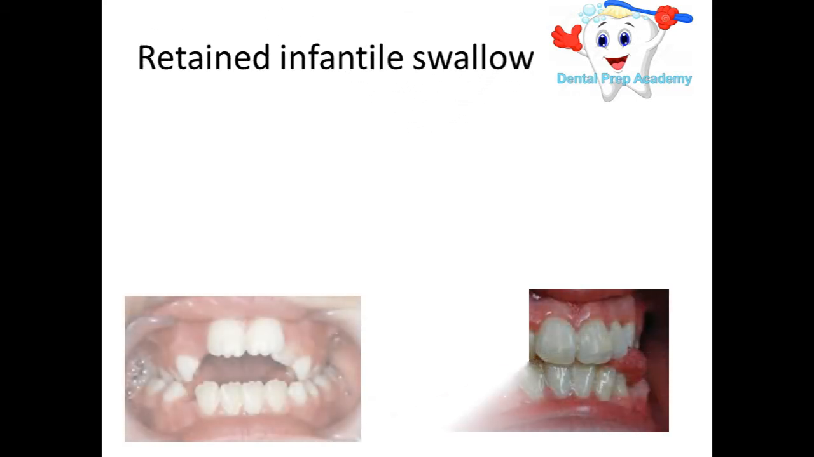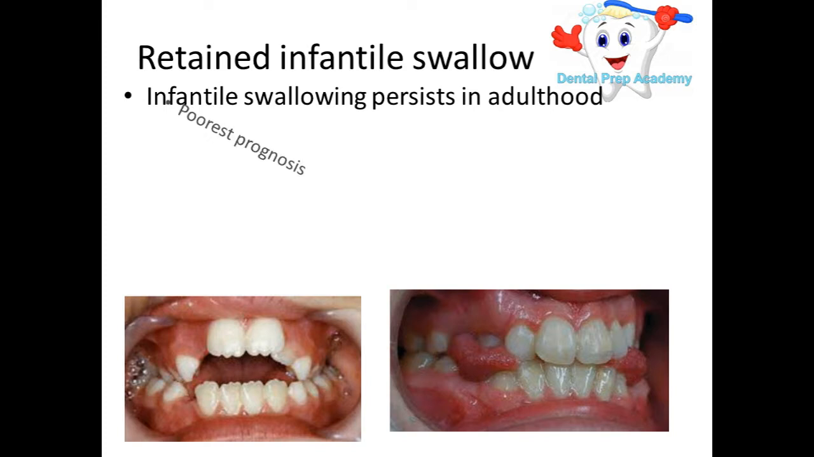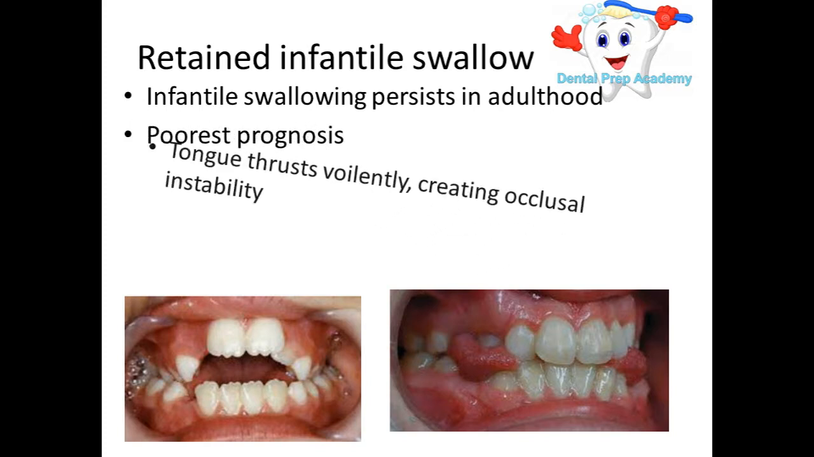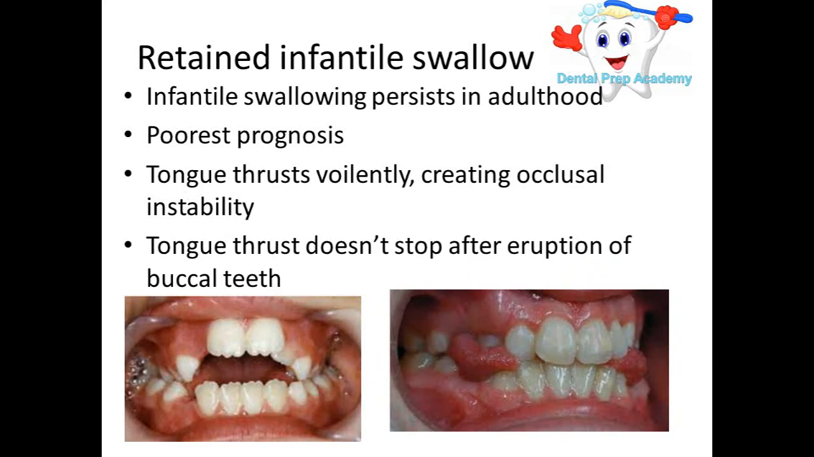Now let's discuss retained infantile swallowing. Retained infantile swallowing is when the infantile swallowing continues beyond the age of infancy. In retained infantile swallowing, the tongue thrusts violently in between the teeth. That means the tongue thrust does not stop prior to eruption of the buccal teeth, and the tongue is still trying to create a seal between the gum pads anteriorly as well as laterally.